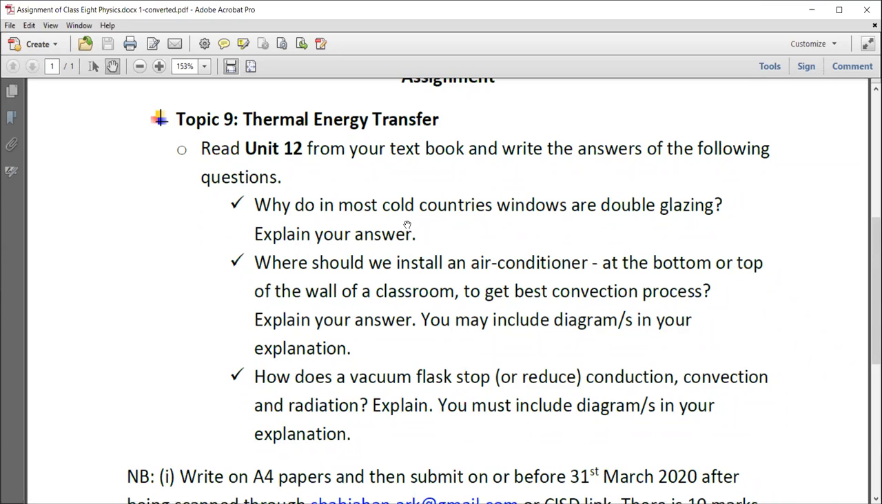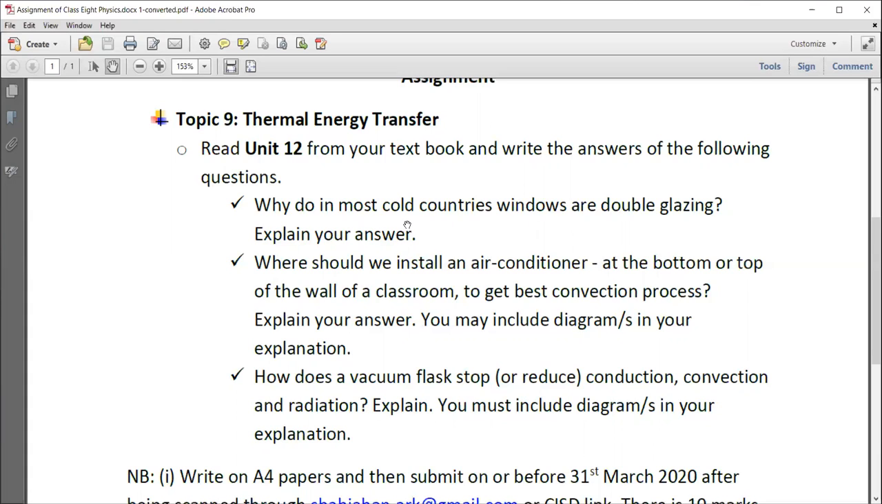Okay, we know that the shiny surface is reflecting back the light, isn't it? The mirror, if you put light, is reflecting back. Similarly, the shiny surface can reflect back infrared radiation. That's why this thin silvered wall glass is given in the vacuum flask, so that we can reduce or stop the heat loss by radiation. Now clear to you, everyone?